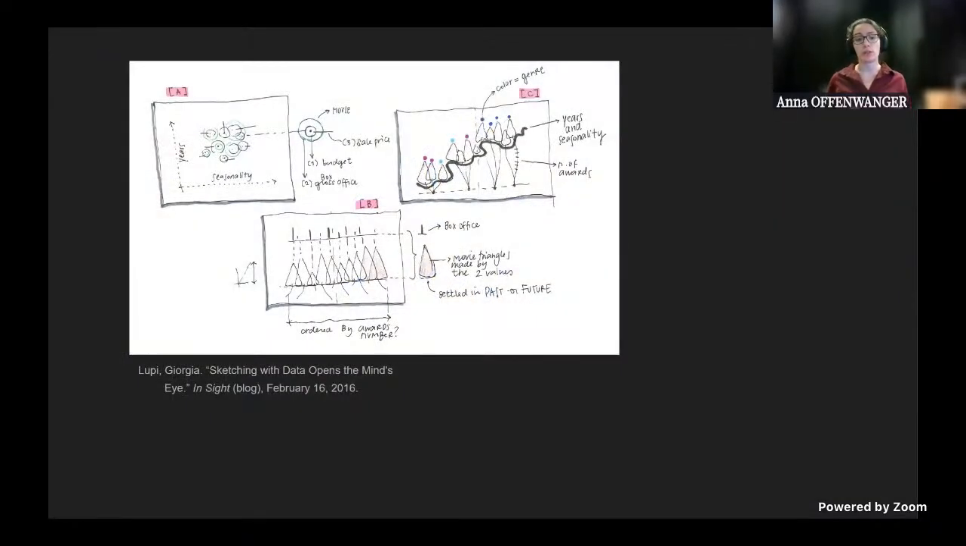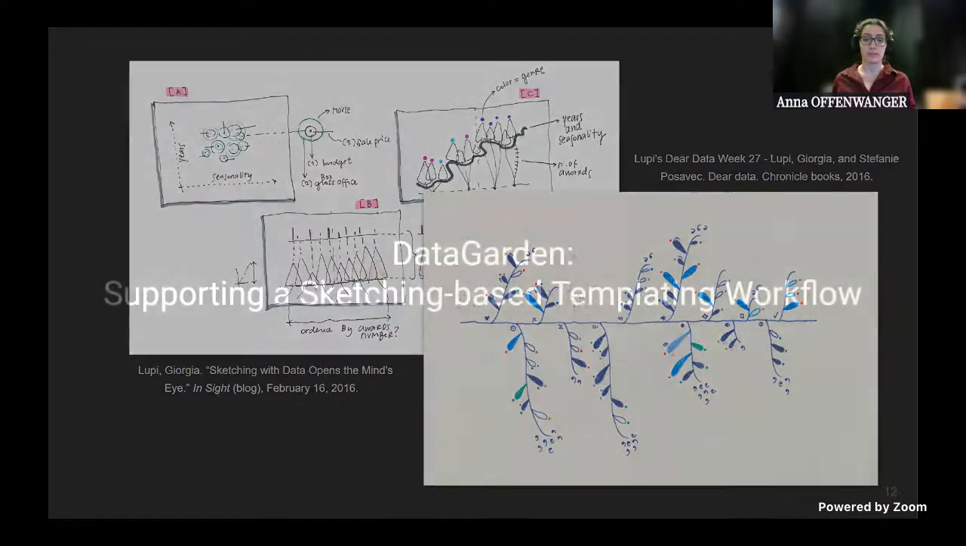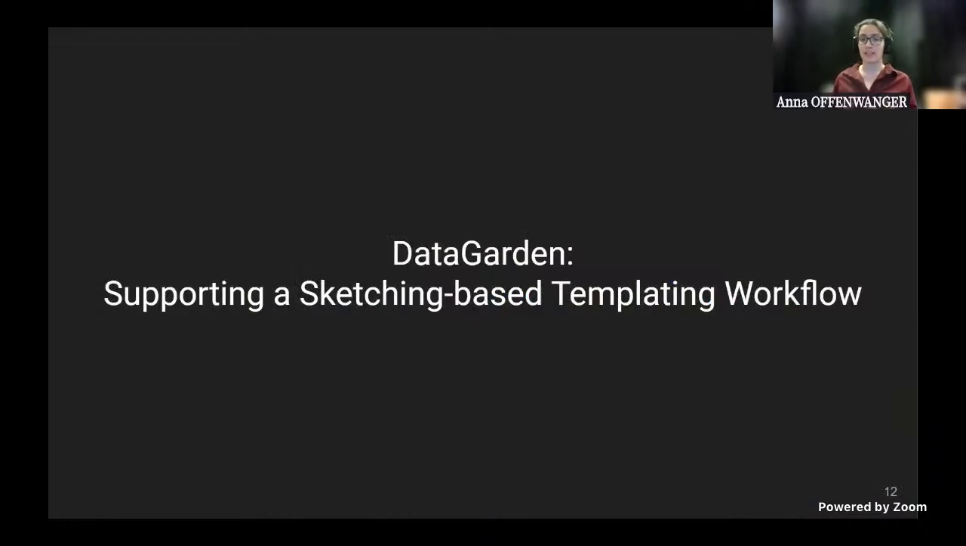This kind of workflow is actually quite common already. Visualization designers will use sketches to clarify their intent before creating a visualization. Sketching also has the advantage that it's approachable for a general audience. You can create very unique and personal visualizations through sketch-based interaction. However, it's difficult to iterate on these sketches, and manually drawing out map data is tedious. Existing visualization systems just don't support this kind of workflow. Therefore, we built Data Garden to demonstrate how a system could support a sketch-based templating workflow.